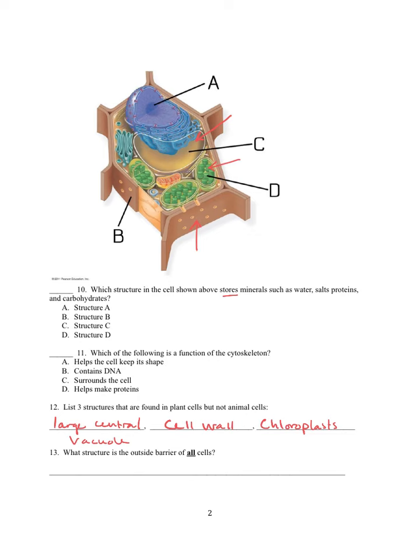And finally, number 13 says, what structure is the outside barrier of all cells? So this is a structure that is present in every cell: plant, animal, bacteria, fungi, all of them. So all cells have a cell membrane. Only some cells have cell walls, capsules, things like that, but all cells have a cell membrane.